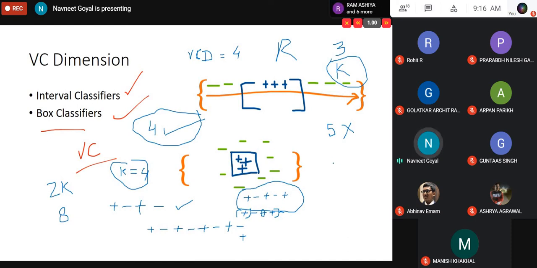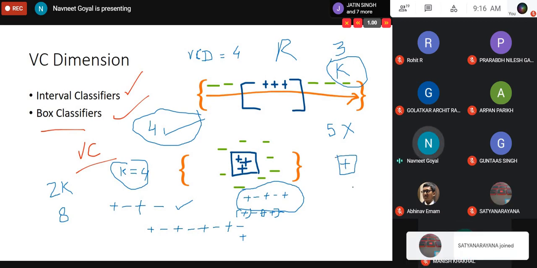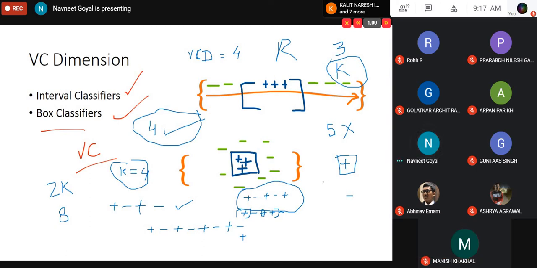So if I have just 1 point, can the box shatter this point? Yes, I can construct a box around it. If my point is negative, I can construct a box which does not contain this negative point, and I'm done.